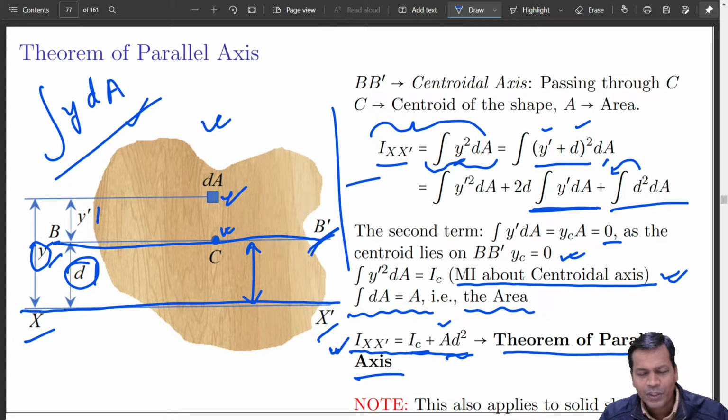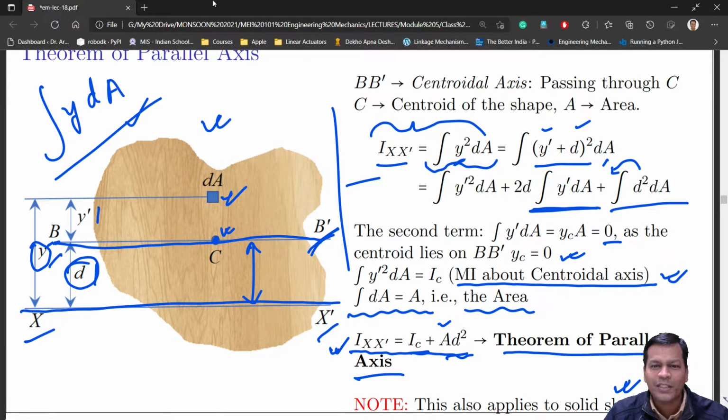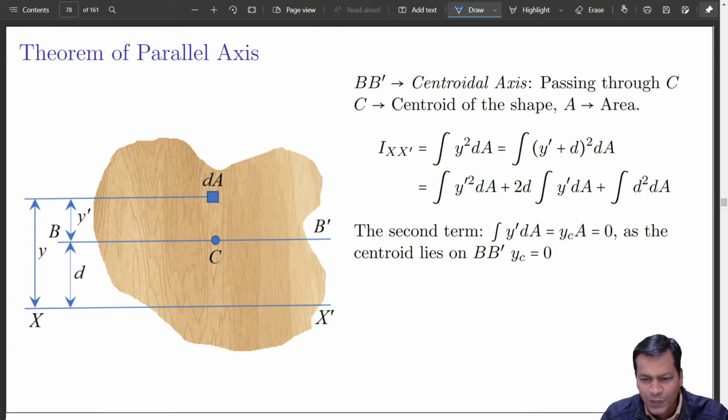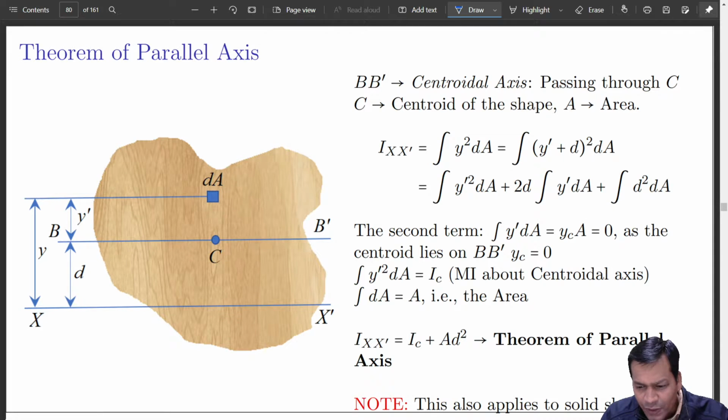So these two, the parallel axis theorem and the perpendicular axis theorem, are valid for this also. This also applies to solid shapes. Unlike our earlier thing, where the perpendicular axis theorem was valid only for lamina, this one is valid also for solid shapes. So let us continue. Theorem of parallel axis, this we have already seen now.